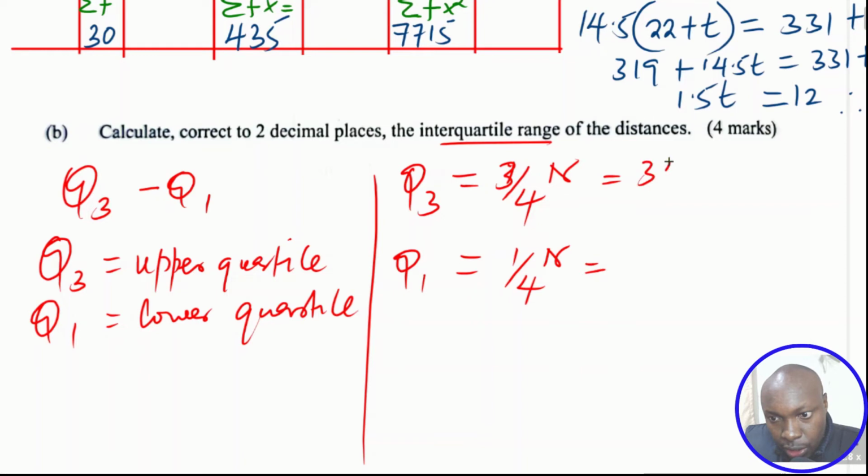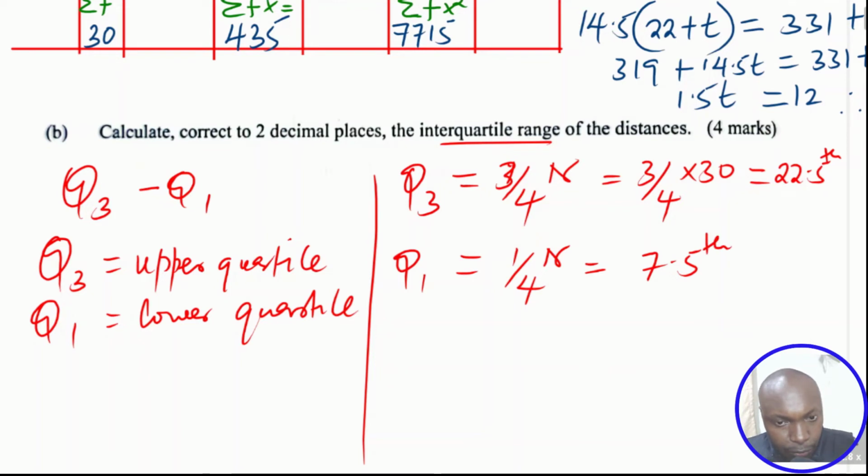So when you take 3/4 multiplied by 30, this will give us the position. This will be 22.5. That is the position, and then for the quarter, Q1, the position will be 7.5.